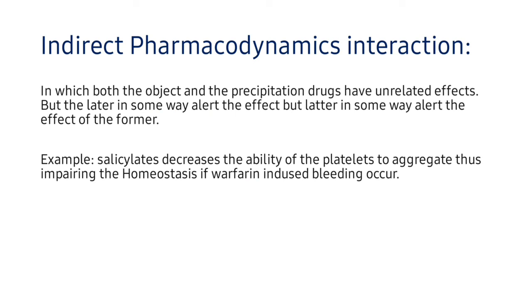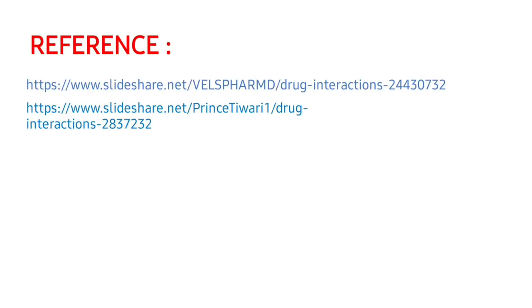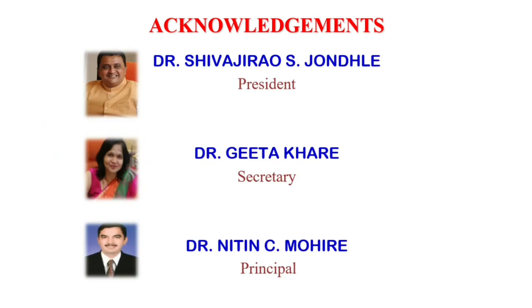Indirect pharmacodynamic interaction is one in which both the object and the precipitant drugs have unrelated effects, but the latter in some way alters the effect of the former. Example, salicylate decreases the ability of the platelets to aggregate, thus impairing hemostasis, if warfarin induced bleeding occurs. For more information, we can also refer to these two slides.